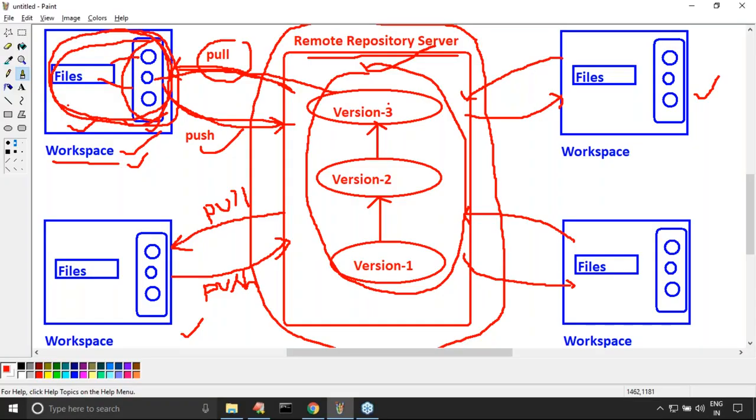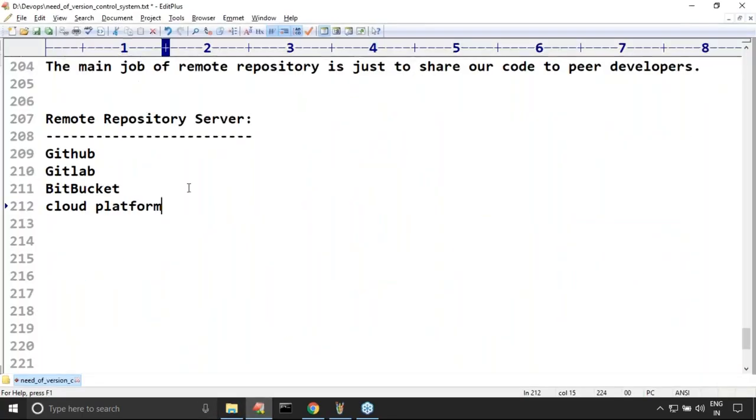Clear. So it is not required to give much explanation about this terminology. All the people are in a position to understand.